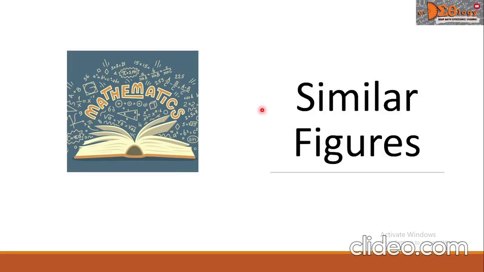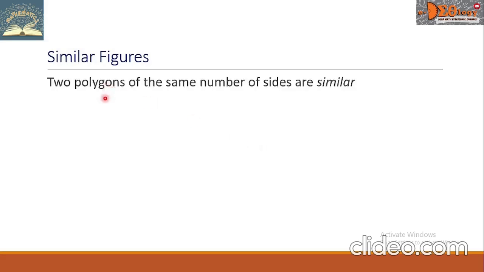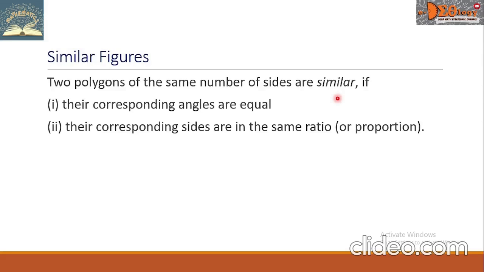Hi everyone, today we're going to study similar figures. Two polygons of the same number of sides are similar if we have two conditions. First condition, their corresponding angles are equal. Second condition, their corresponding sides are in the same ratio or proportion.